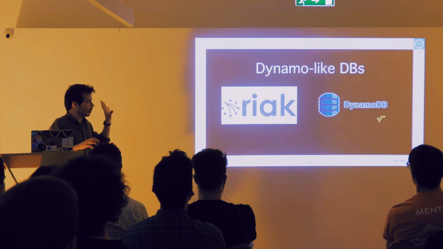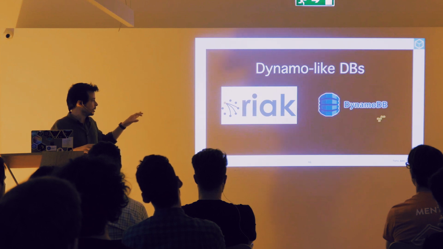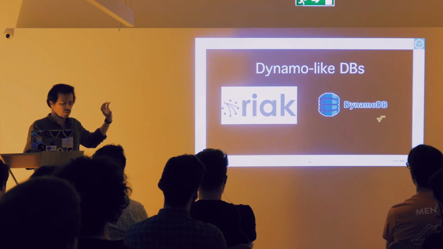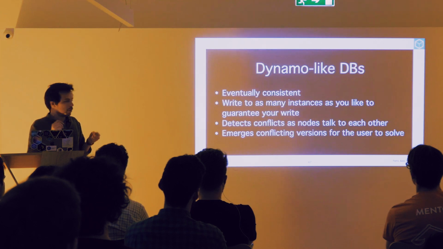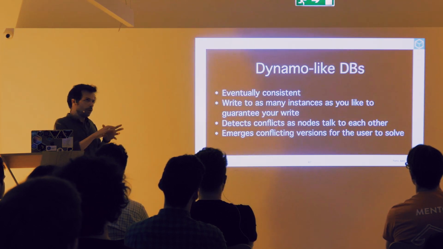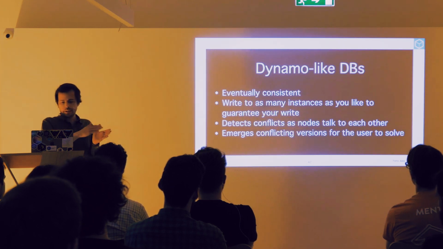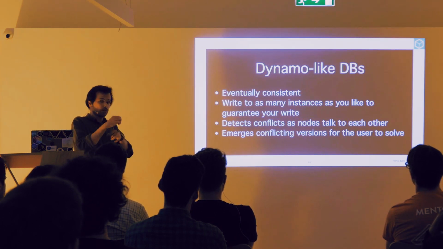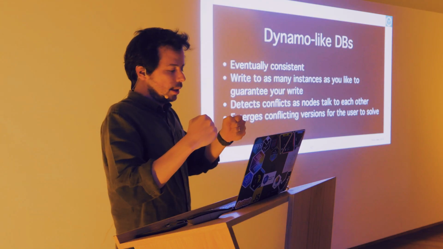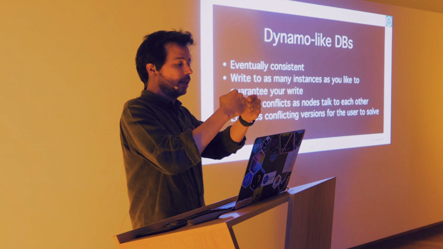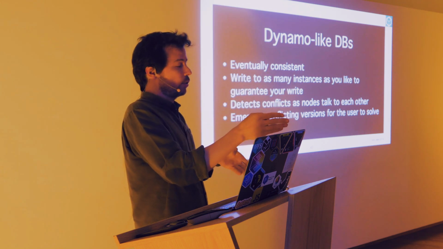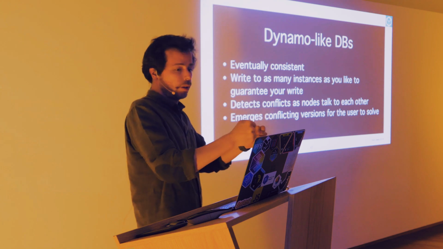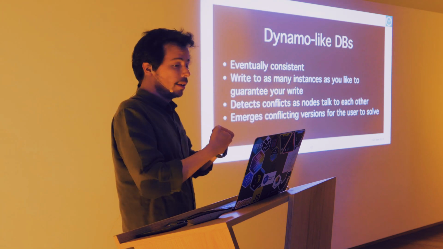There's another option in the NoSQL world, which is the Dynamo-like databases. One of them is Riak, and the other one is DynamoDB. I think there are others that have the same functioning principles. They are eventually consistent, much like CouchDB. When you do a write, you write to as many instances as you like to guarantee that your write will be persisted. And they detect conflicts as the nodes talk to each other behind the scenes, all right? They know which version of each document each one has, and when there are concurrent writes, because you wrote a version of a document to one server and another customer wrote a conflicting version to another one, when those two are in conflict, they are surfaced to the user.